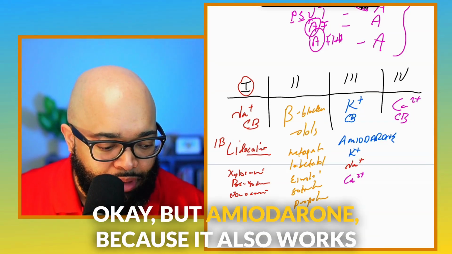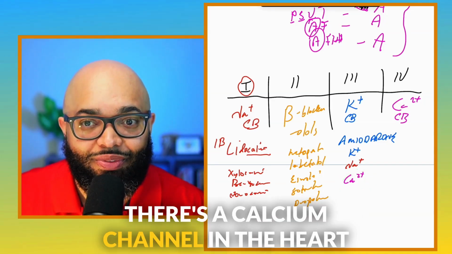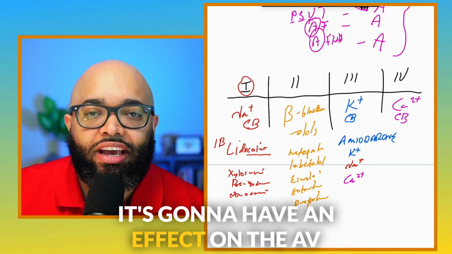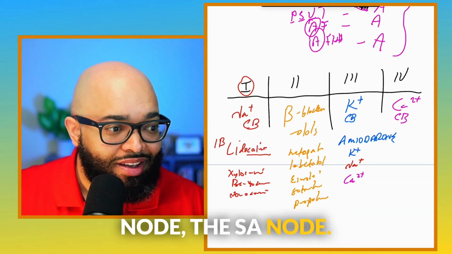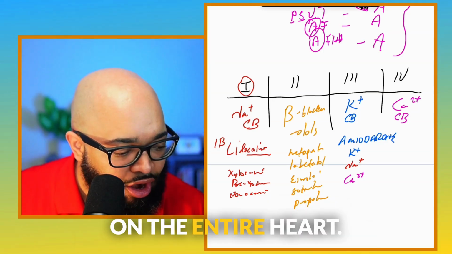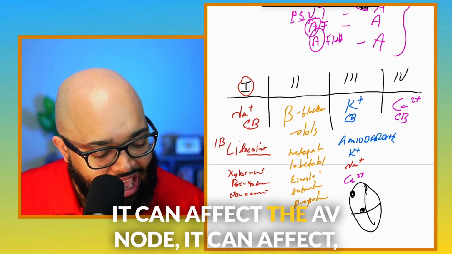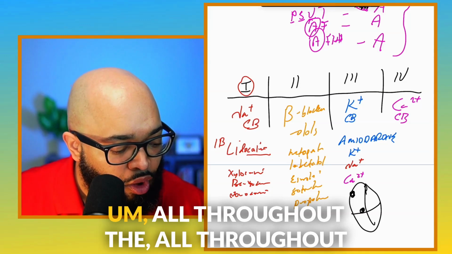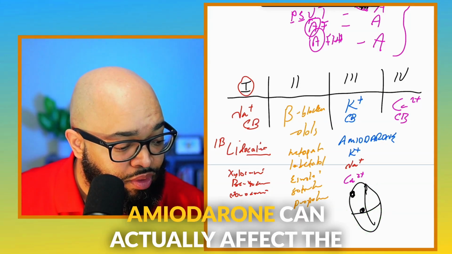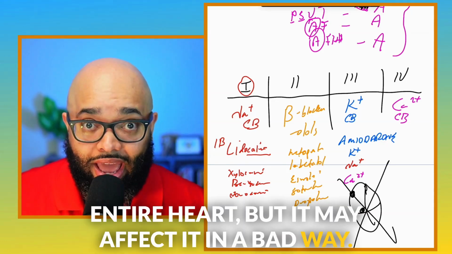But amiodarone, because it also works on calcium channels, is going to go wherever there's a calcium channel. In the heart, that's going to have an effect on the whole atrial muscle. It's going to have an effect on the AV node, the SA node. Does that make sense? So amiodarone can literally have an effect on the entire heart. It can affect the SA node, the AV node, all throughout the atrium, and all throughout the ventricles. Amiodarone can actually affect the entire heart, but it may affect it in a bad way.